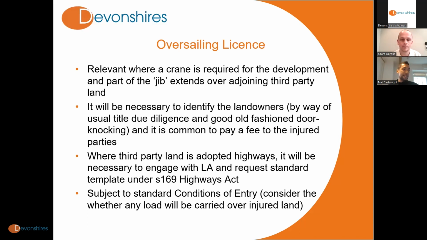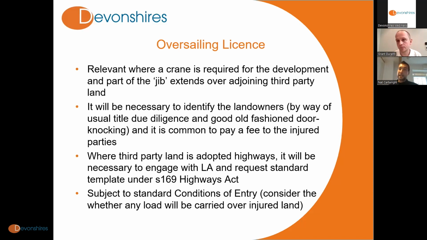It's just worth noting that where the third-party land is adopted highways, the local highways authority will usually have its own standard template. You'll need to engage with them pursuant to section 169 of the Highways Act, which relates to anything oversailing highways, which could be a crane, but it could also be scaffolding. So the same thing applies with scaffolding licenses. There may also be a specific template which the local highways authority will want to use.